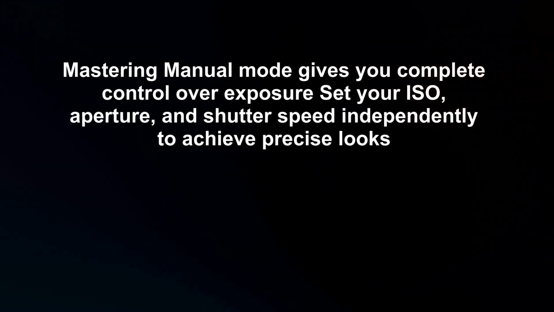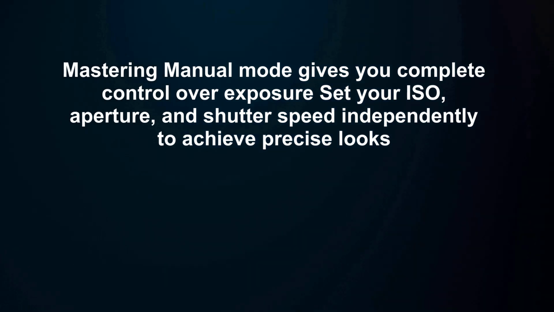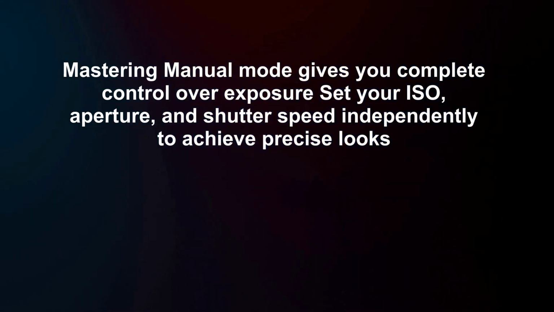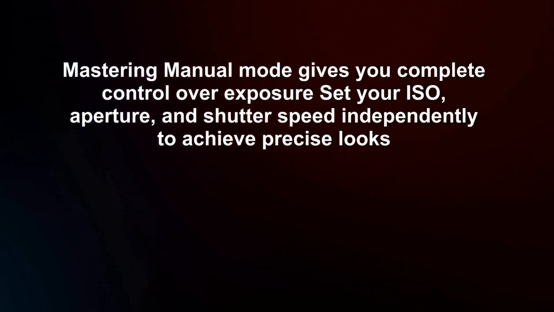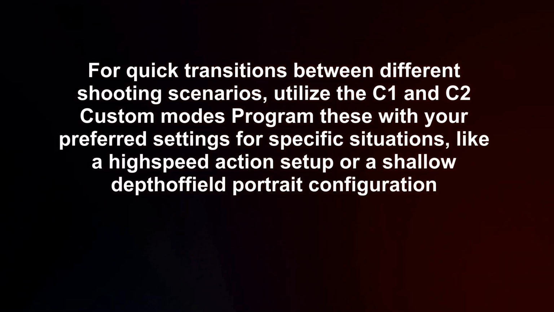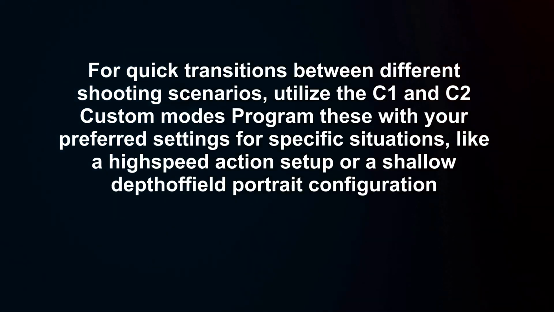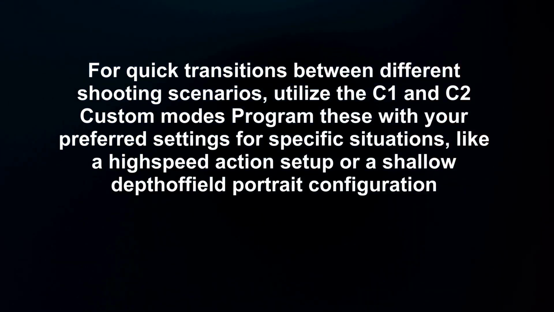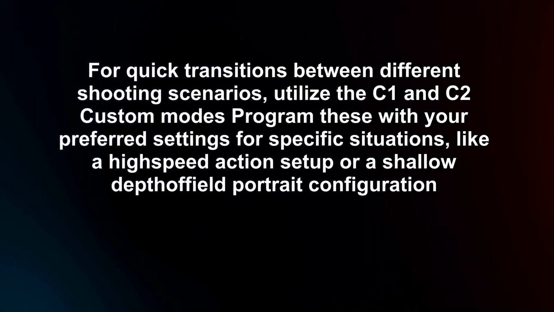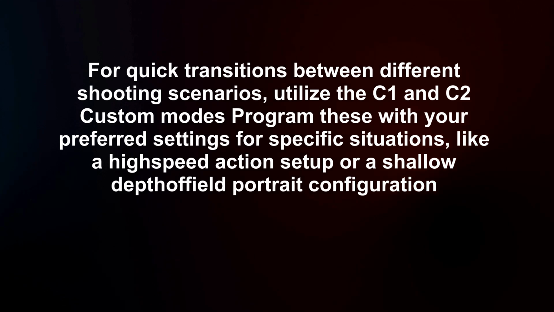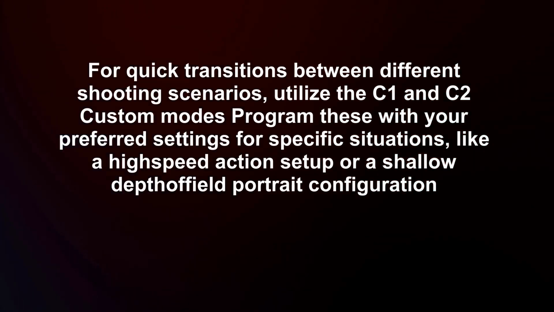Mastering manual mode gives you complete control over exposure. Set your ISO, aperture, and shutter speed independently to achieve precise looks. For quick transitions between different shooting scenarios, utilize the C1 and C2 custom modes. Program these with your preferred settings for specific situations, like a high-speed action setup or a shallow depth-of-field portrait configuration.